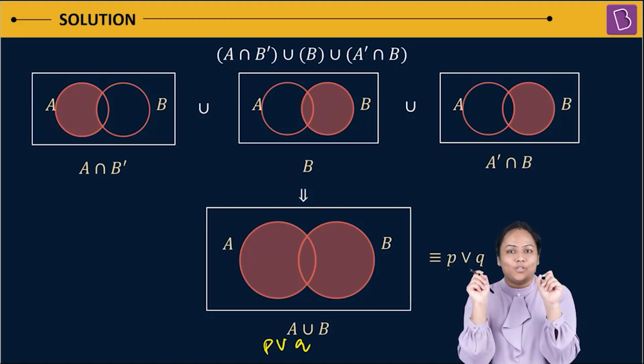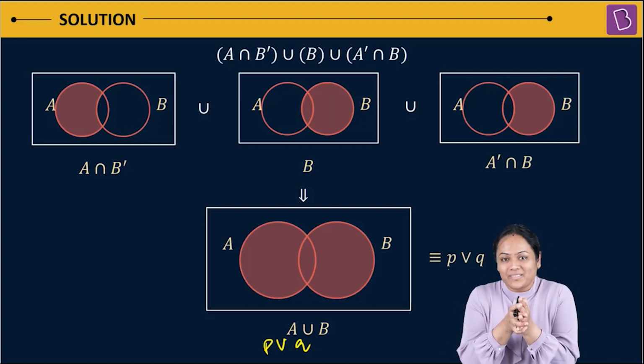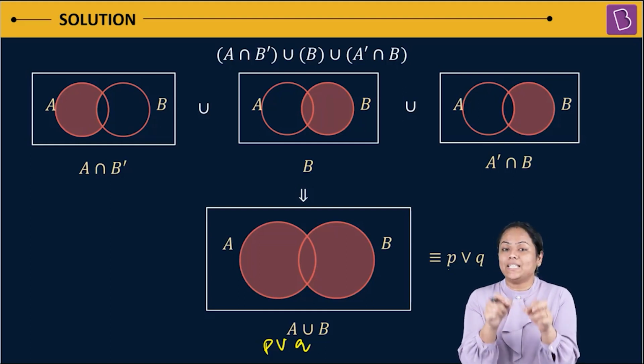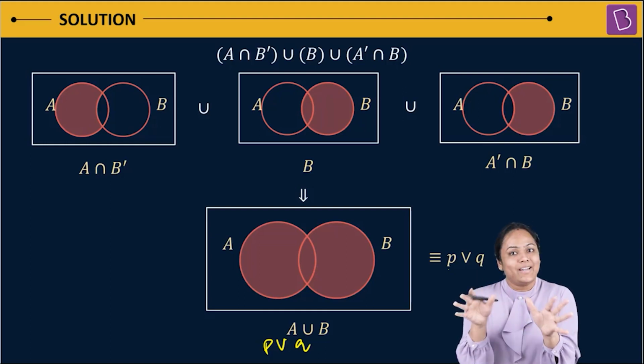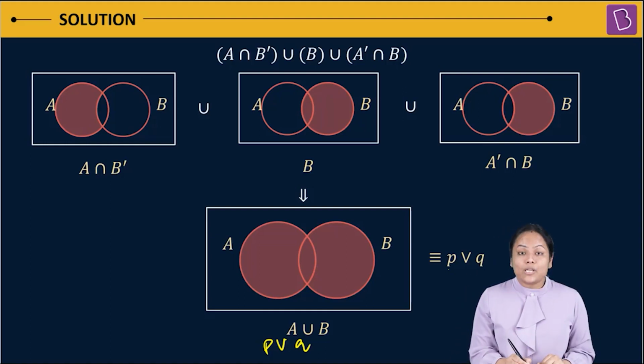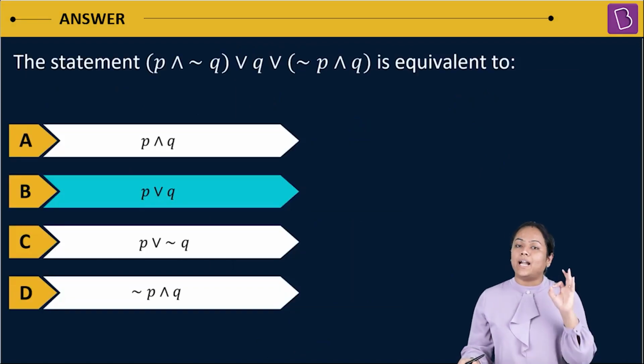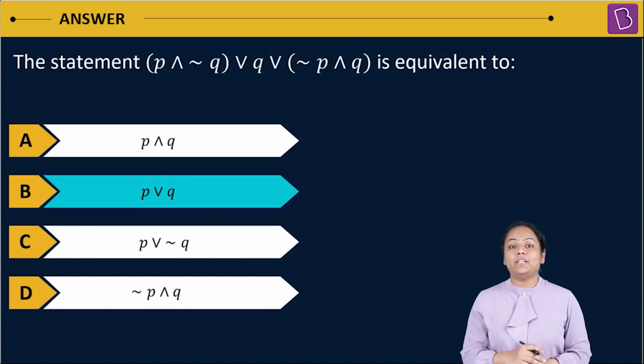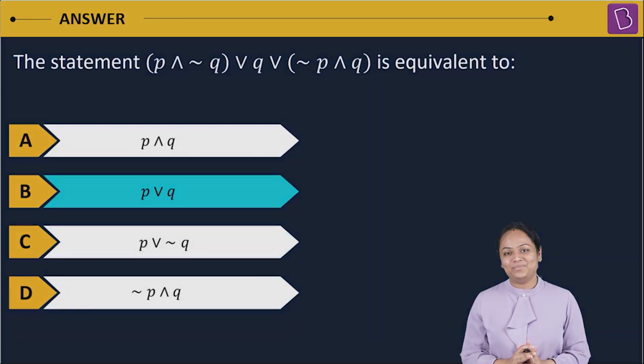Understood? So isn't it a simple approach to solve this question? I hope you definitely agree with me. It is the simplest approach to solve it, right? Perfect. So the answer with us again is the same, that is P or Q statement, or let's say option B.